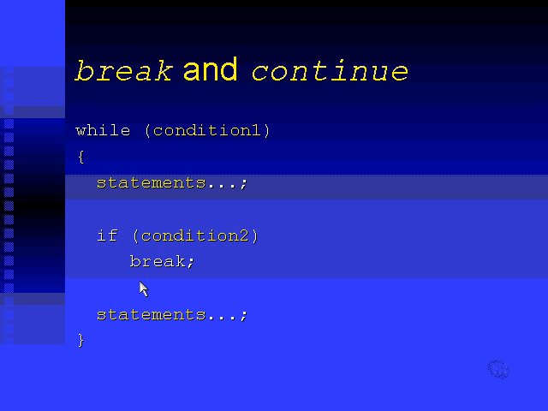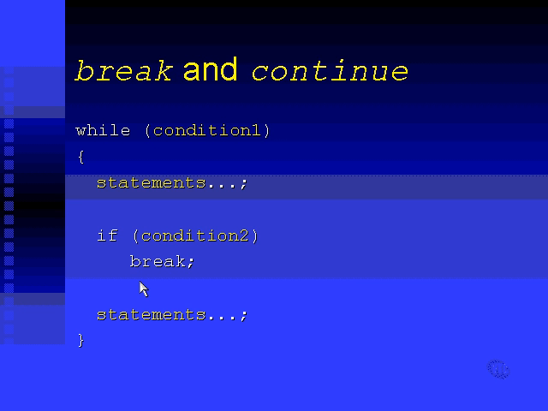Break and continue are two keywords of the C language that are used in conjunction with loops. They both are used to help control the flow of the loop. Let me show you what I mean. Firstly, I'll show you a break.